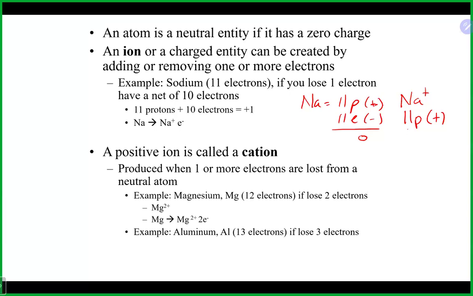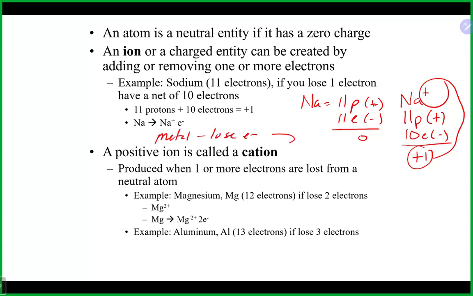So that means that it has only 10 electrons, which are negative, and if you take 11 positives and 10 negatives, you are left over with a +1 charge, which once again is where the charge comes from. In this case, you have more protons than you do electrons, so you have more positive charge than negative charge, and that is how we get there. And this is what is referred to as a cation, and cations are typically produced when metals lose electrons. So metals are typically the ones that will lose electrons and form these positively charged cations.